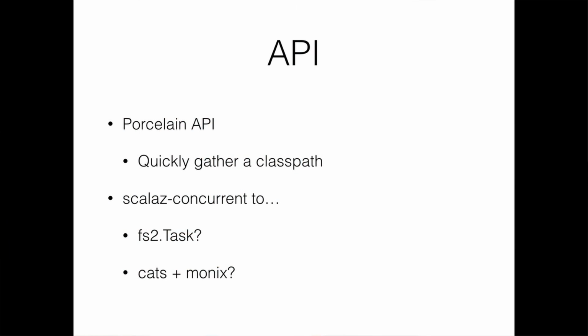Also, among the changes that could happen after 1.0, it could get a nicer API. For now, its API is a bit rough, a bit low level, and some users asked for a nicer API to be able to more easily get a few dependencies. Also, for now it uses Scala concurrent, but it could switch to either FS2 or cats plus monix in the future.